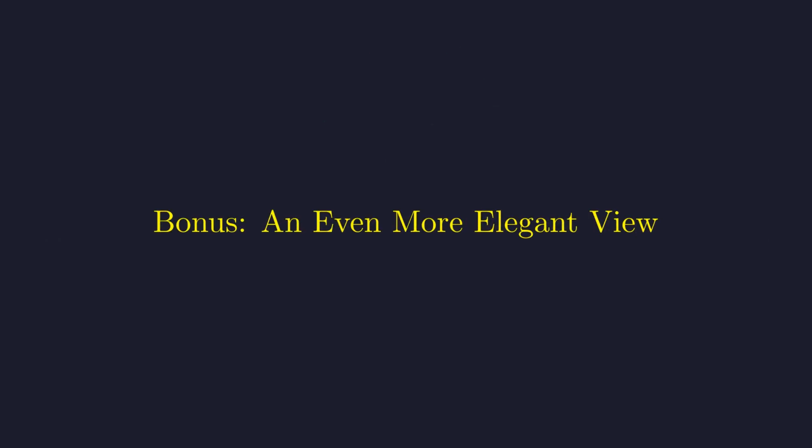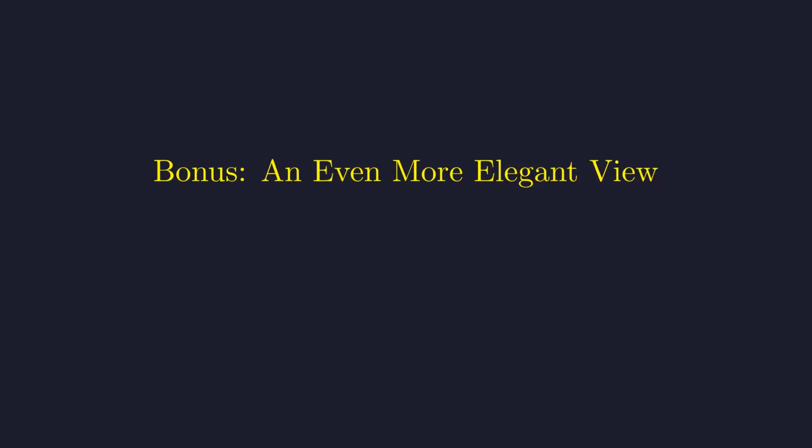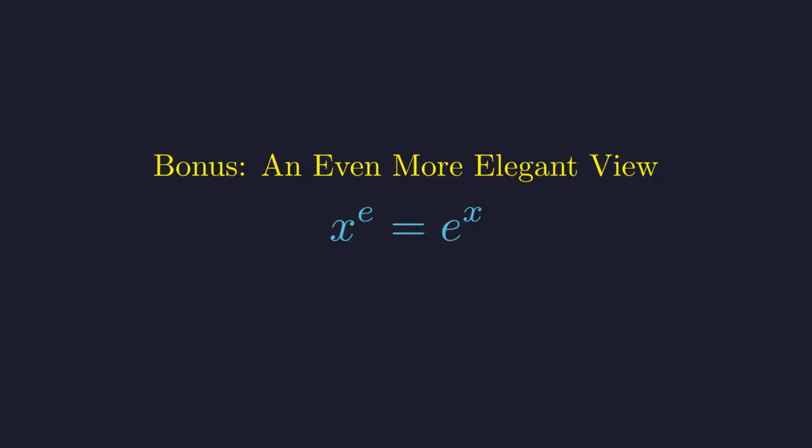But wait, there's an even more elegant way to see this. Let me show you a perspective that reveals some beautiful symmetry. Going back to our original equation, what if I raise both sides to the power of 1 over e times x? This might look messy, but watch what happens to the exponents. Using the power rule to multiply exponents. Look at that symmetry. x to the 1 over x equals e to the 1 over e.